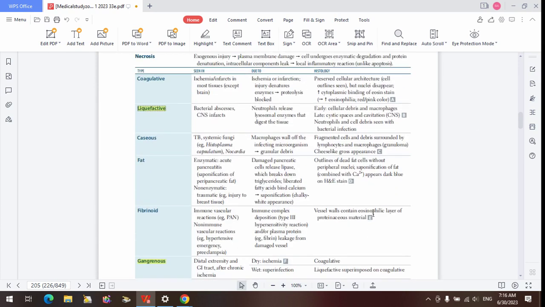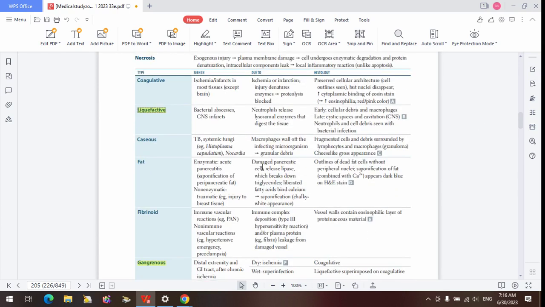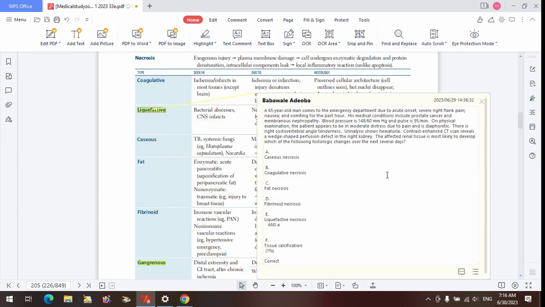Then is that wedge shape specific to coagulative? It's not really specific, it's just that there's a perfusion problem. Wedge-shaped infarcts typically occur in, how do I put it, border areas of the body? Watershed. Exactly, watershed, that's what I want to say.